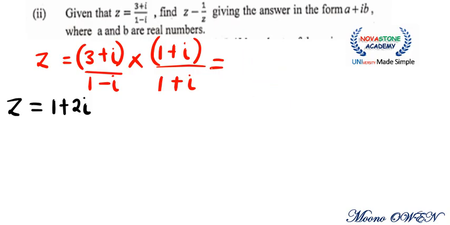Okay, so there are different ways of solving this question. However, even this one is also a recommended one. Let's now solve 1 over z. Now you know that 1 over z is just the same as 1 over, what have we been given as our z? Let me just write it somewhere here. We've already found our z.